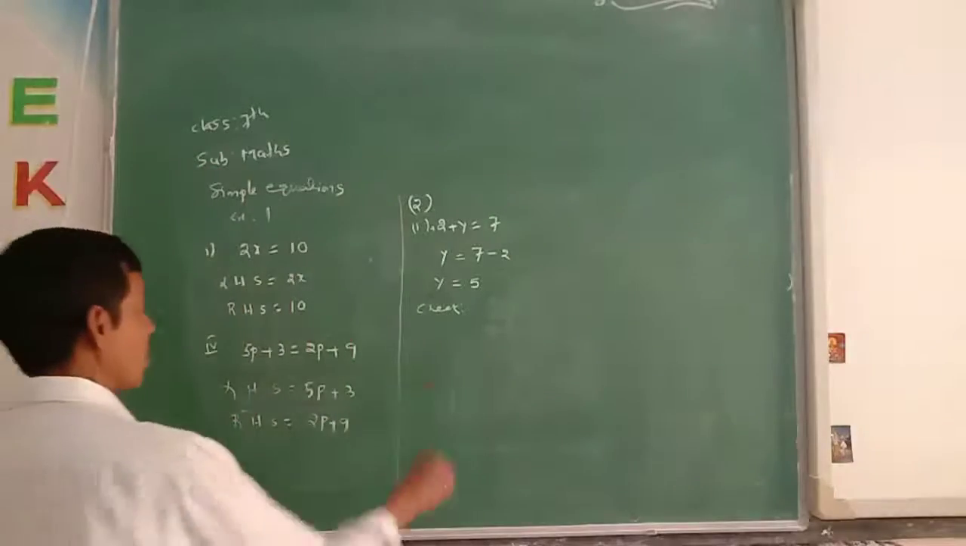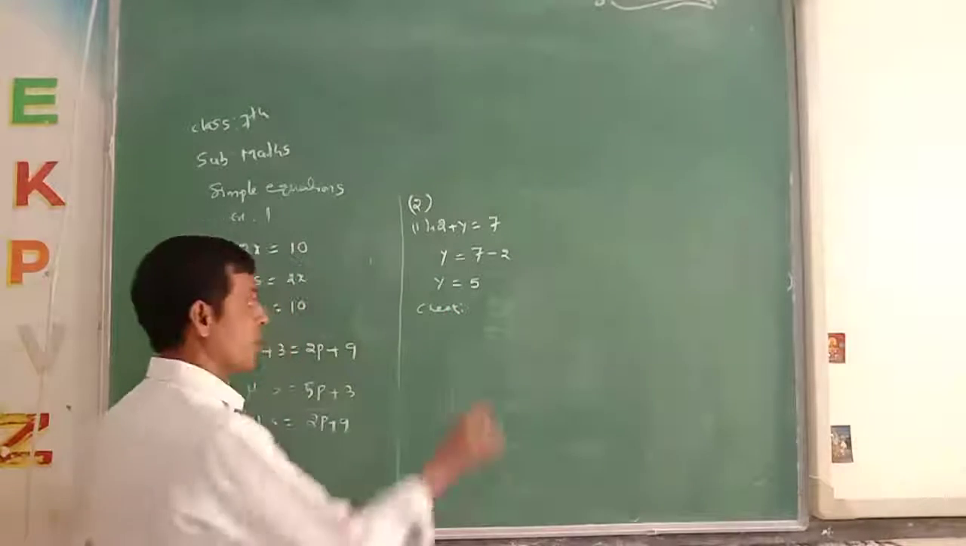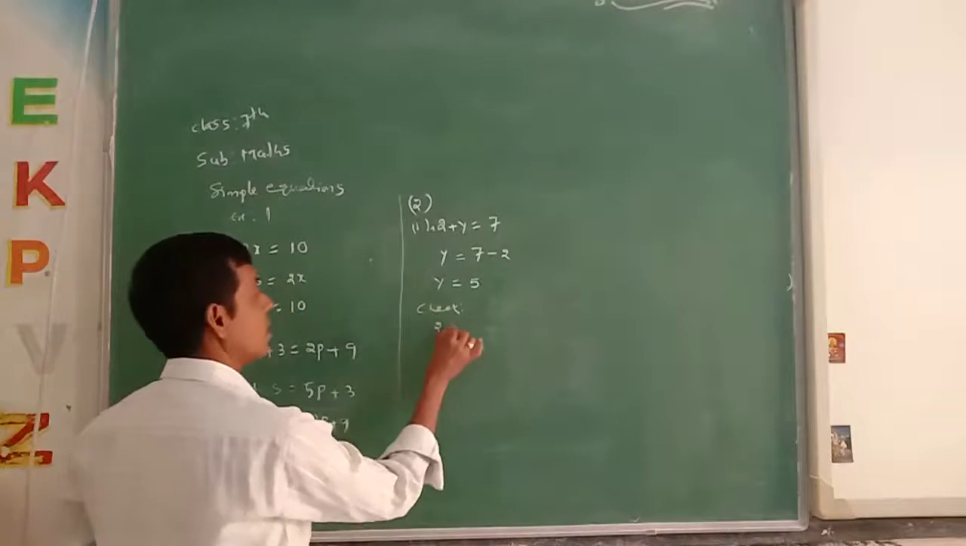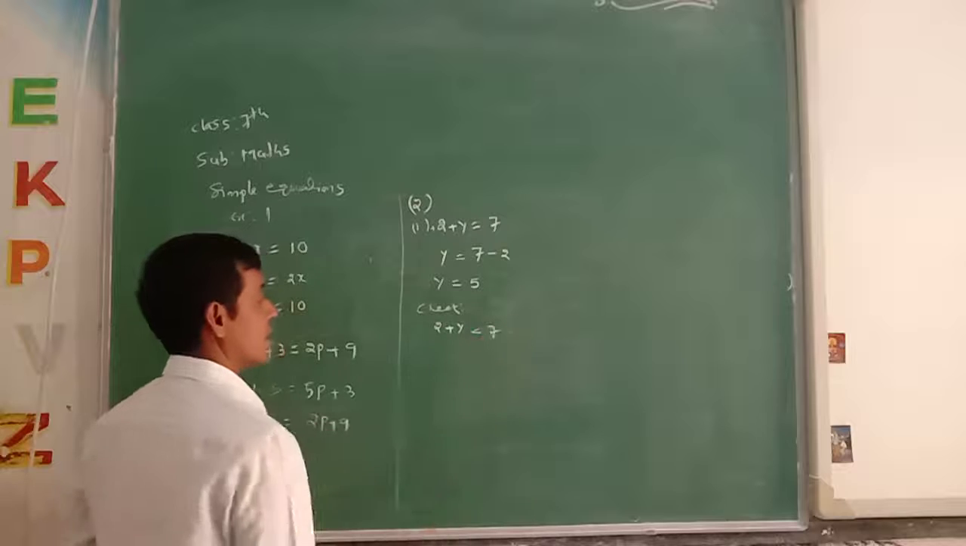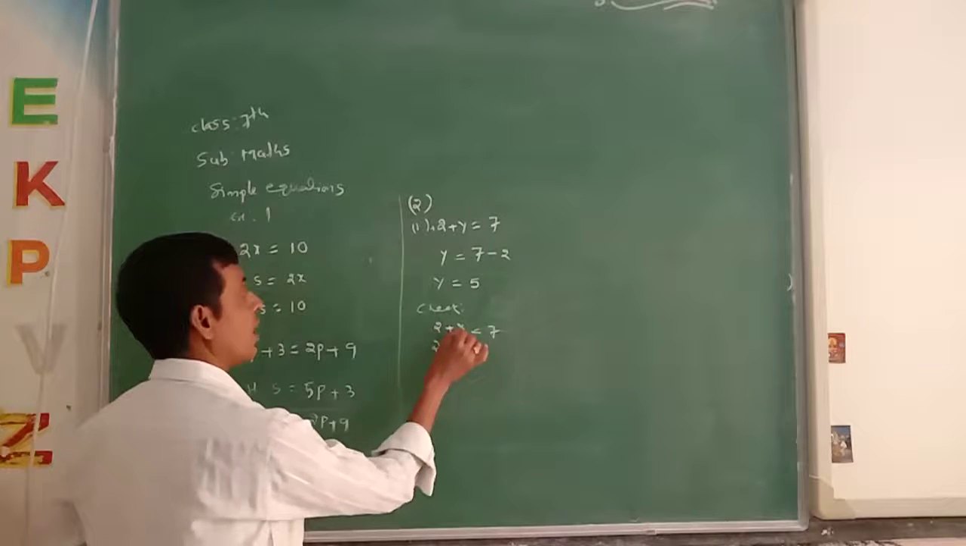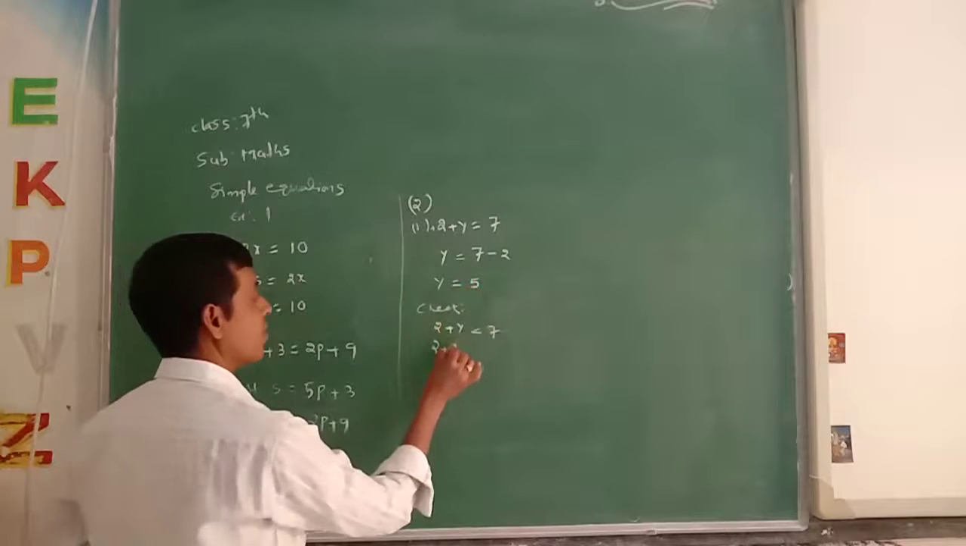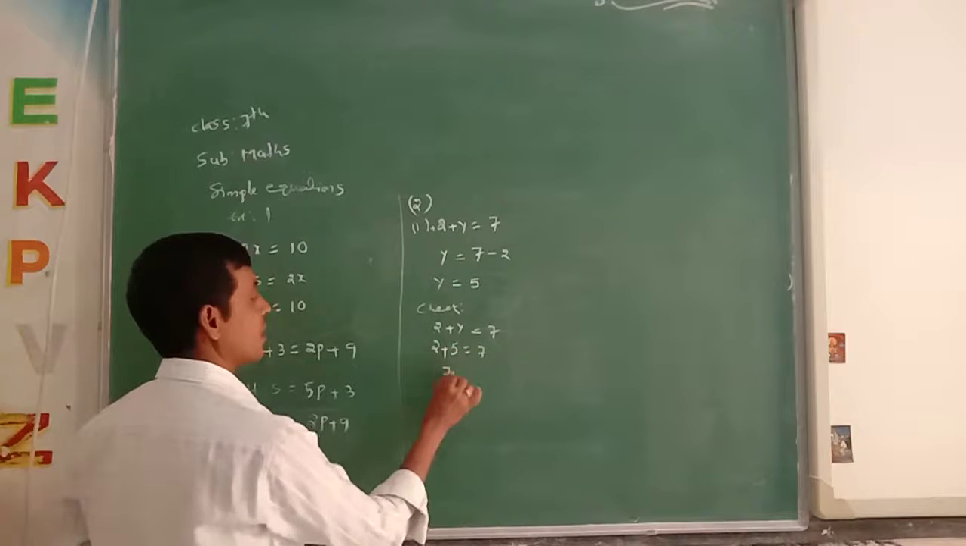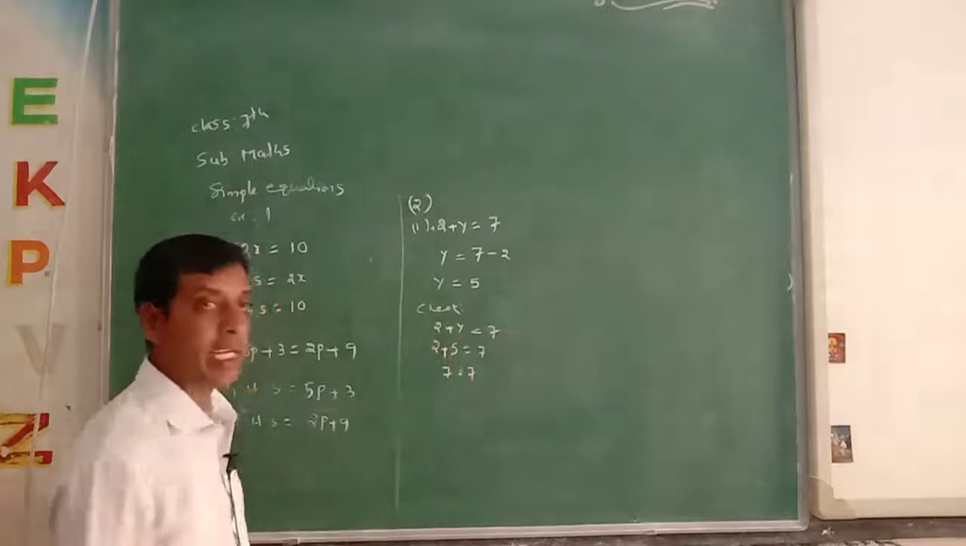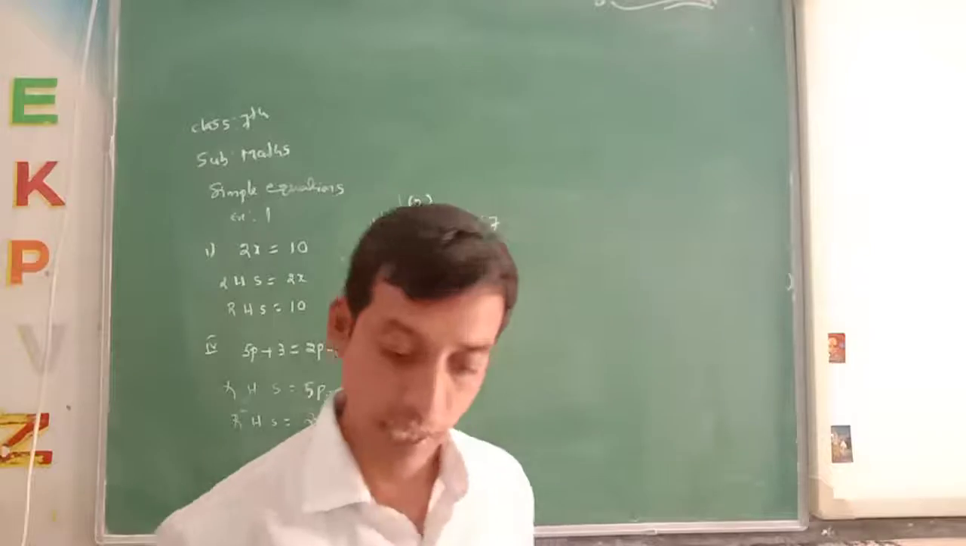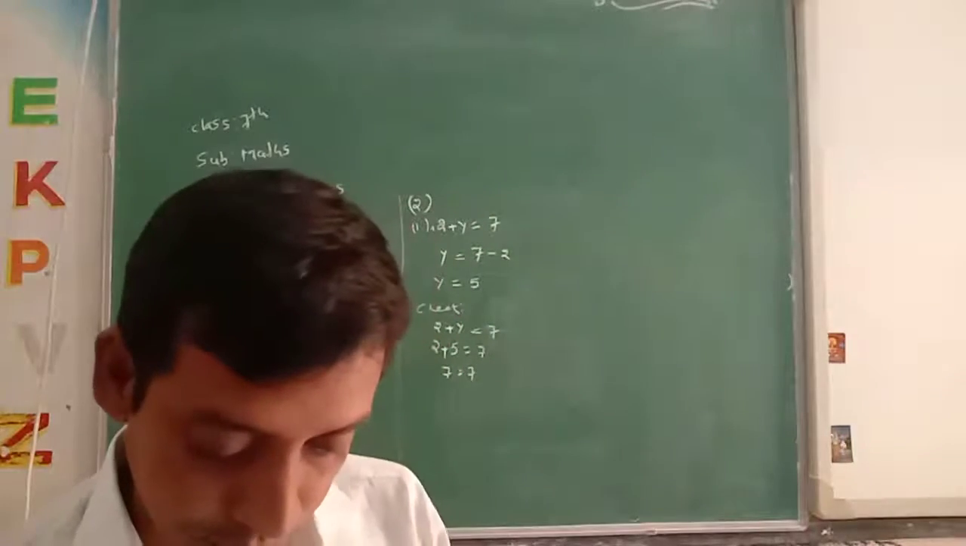For our conclusion, I am going to check this problem. Write the question as it is: 2 plus y, and y is 5, so 2 plus 5 is equal to 7. 7 is equal to 7. This is called checking the number. Okay? Next, second one.